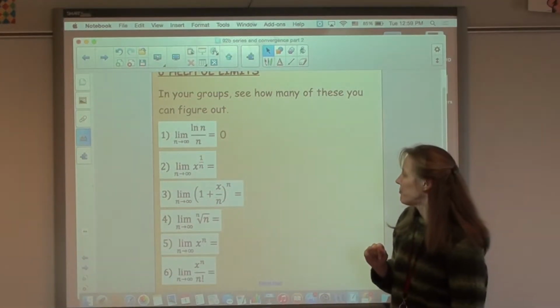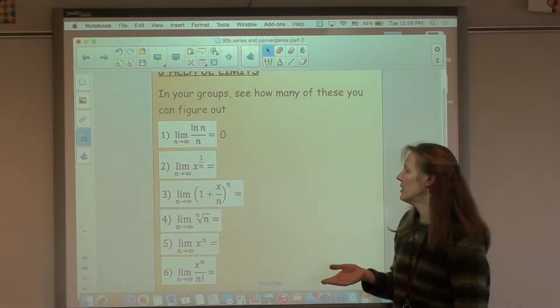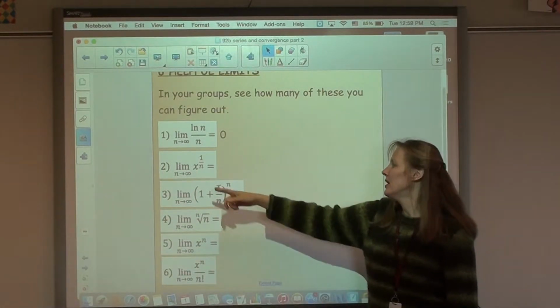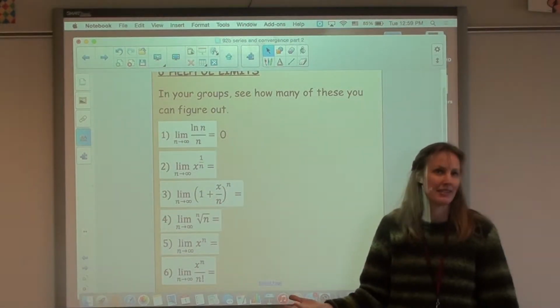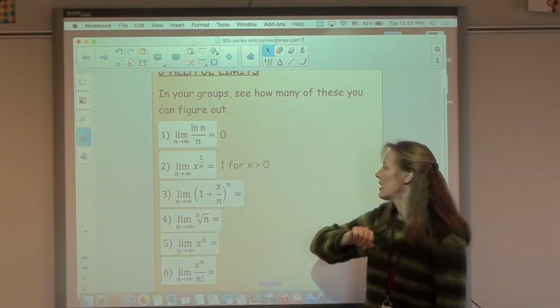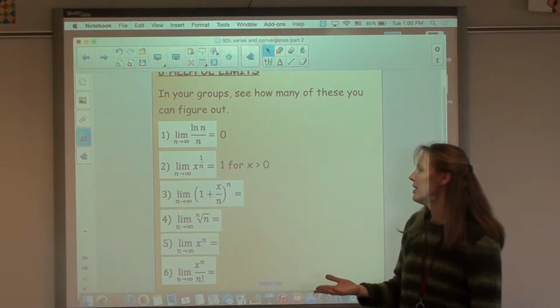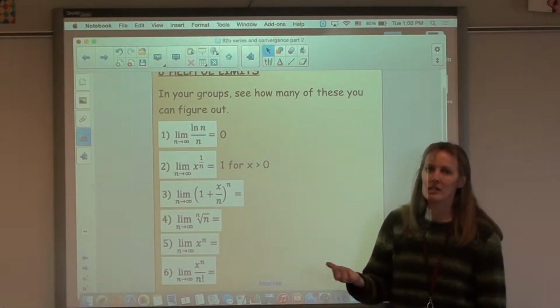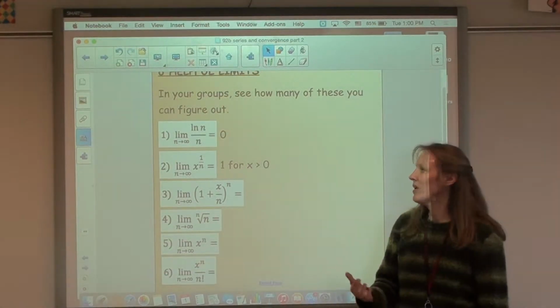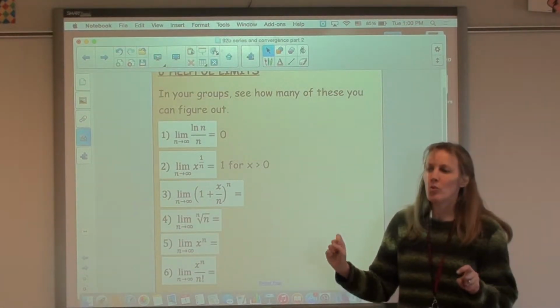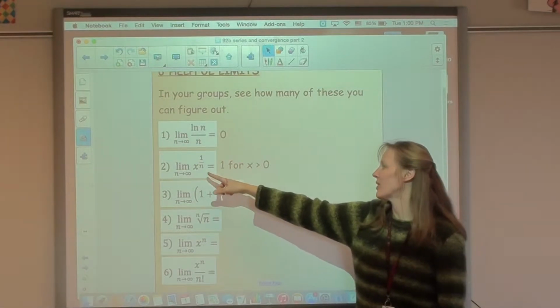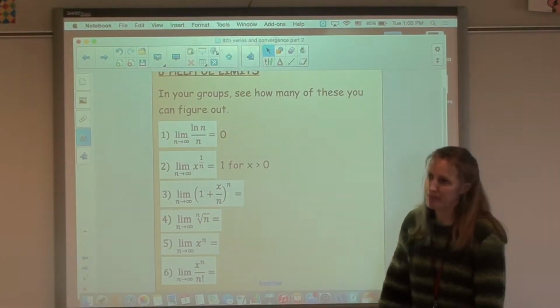Next one. Limit as n approaches infinity of x to the 1 over n. So if n approaches infinity, what does the exponent approach? 0. So you end up with x to the 0, which equals 1. It only equals 1 if your x is positive. If x is negative, it's all messed up, right? So we're just talking about the positive values of x for that one. But yeah, it's 1.